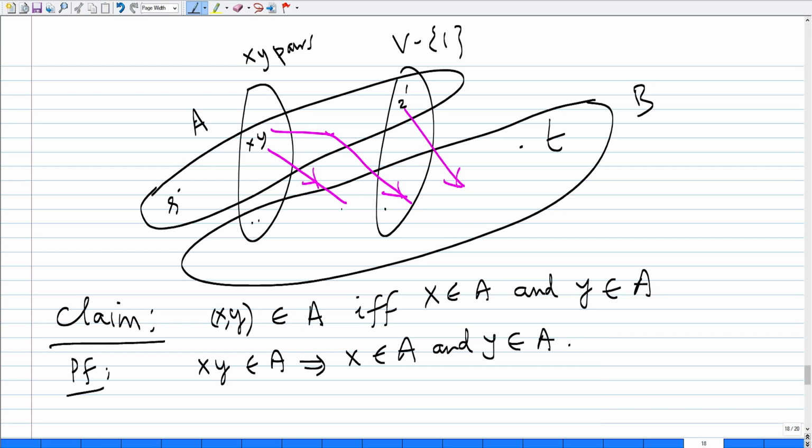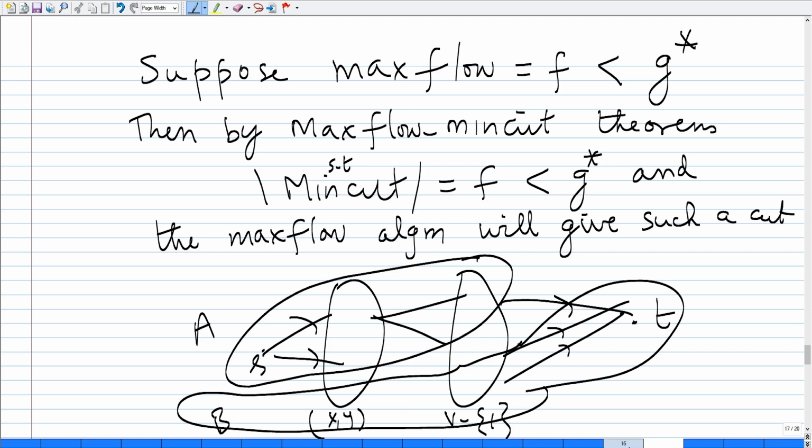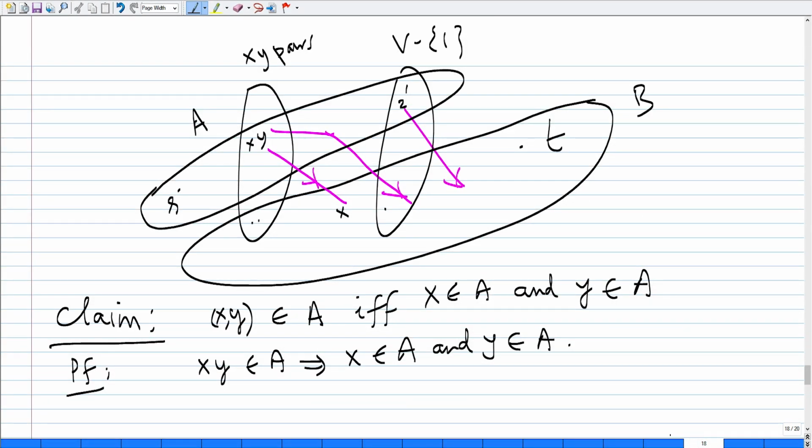Suppose not, suppose x was here. Recall, what is the capacity of this edge? Infinity. Remember, this is the reason we put infinity. So, it cannot be a min cut. The assumption is that the capacity of the min cut is some number which is strictly less than g star. It is a finite number. So, this edge cannot be in the cut. So, x must be inside, y must be inside.